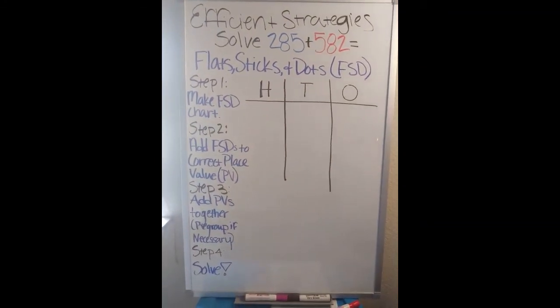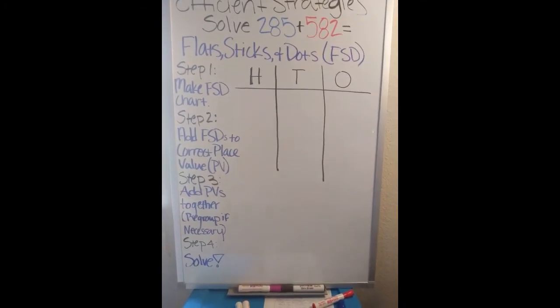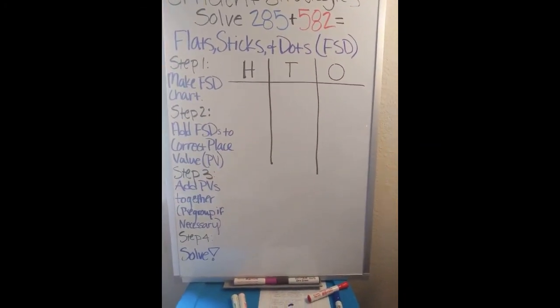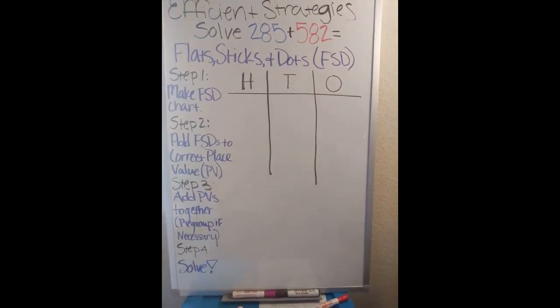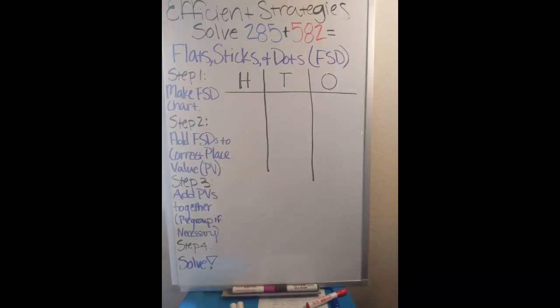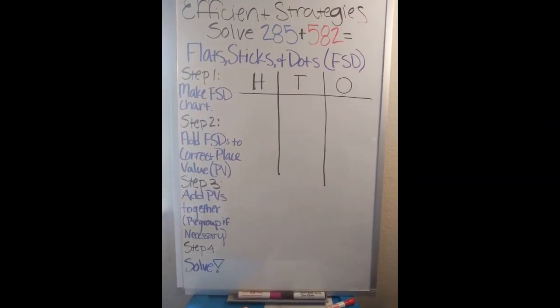Now we can move on to step 2, which is add flat sticks and dots to correct place value. We are going to take our add-ins from our equation 285 plus 582. We're going to add those flat sticks and dots into our chart for both of those numbers. So eventually we can add them all together.